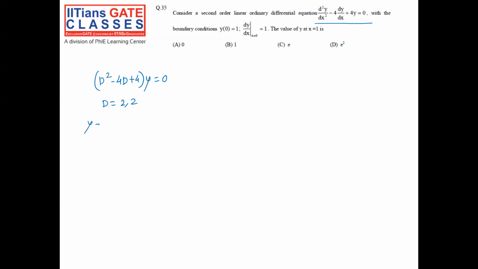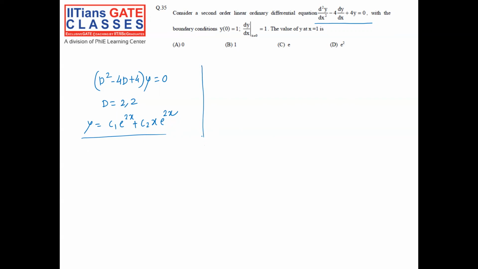So y can be written as c1 e to the power 2x plus c2 x e to the power 2x, because the roots are real and repeated. So this is the complementary function. Now they have given some initial conditions.